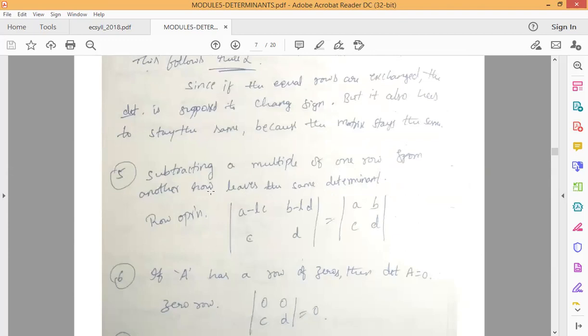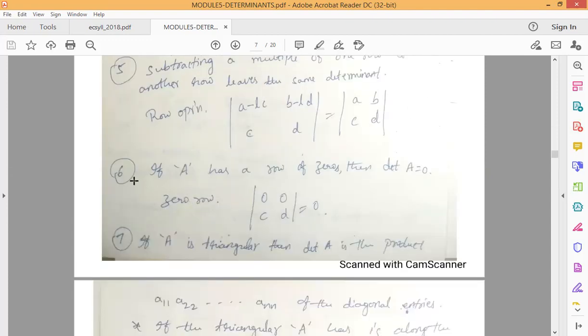And the fifth property: subtracting a multiple of one row from another row leaves the same determinant. For example, if we consider the subtraction of a multiple of one row of the matrix from another row, it is shown as A minus LC and B minus LD. If you perform this operation, it results in the same determinant A, B, C, D. All these properties can usually be verified whenever you are solving a problem.